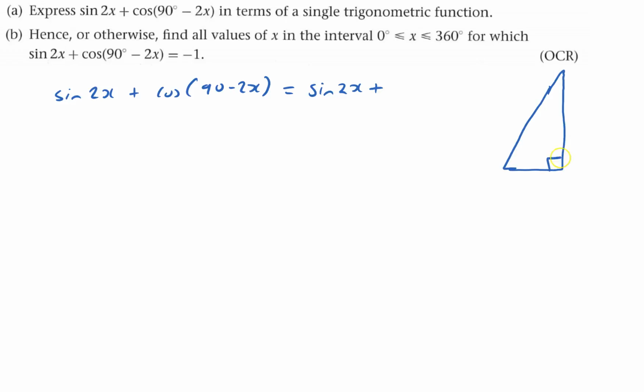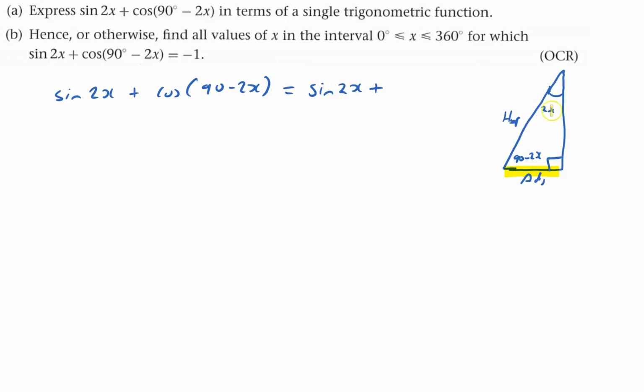that's a right angle. I suppose that's 2x there. This angle here is obviously 90 minus 2x. And if we work out cos of 90 minus 2x, cos is the adjacent, which is this side here, divided by the hypotenuse. So it is this side here, the adjacent divided by the hypotenuse.